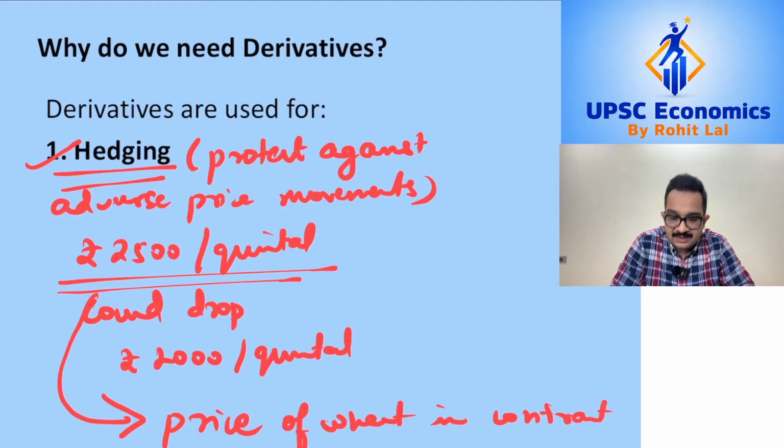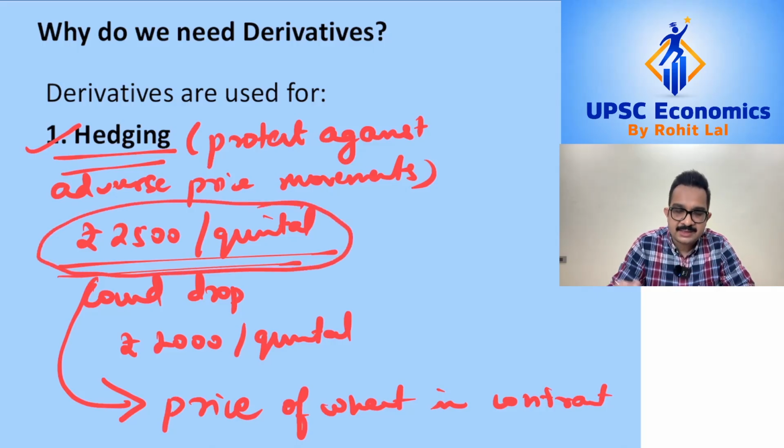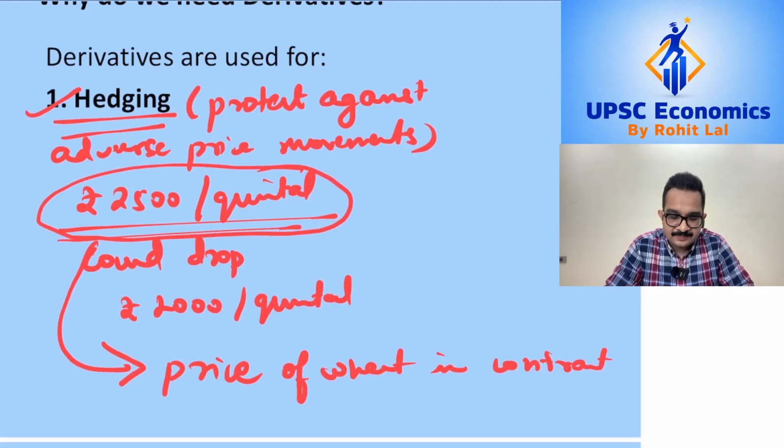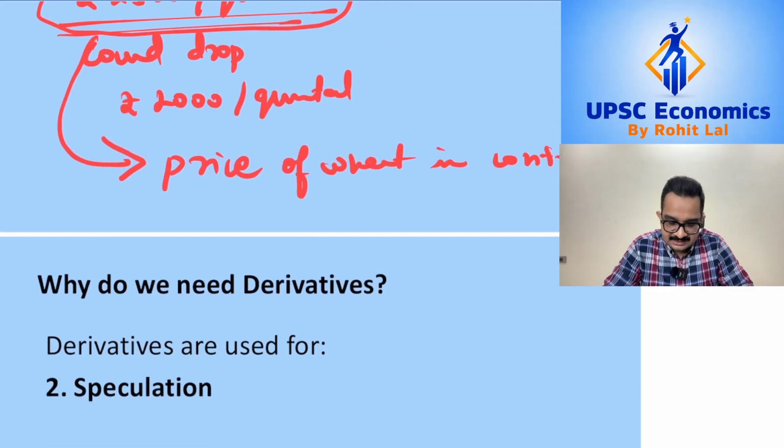So what is happening here is that by locking in the price at which he can sell the wheat in the future, he's protecting himself, providing a sort of insurance, so that regardless of what the price movement is going to be in the future, he'll be able to sell at the price he wants and correspondingly make a profit. Thereby, derivatives can be used to hedge risk, that is, protect one against adverse price movements.